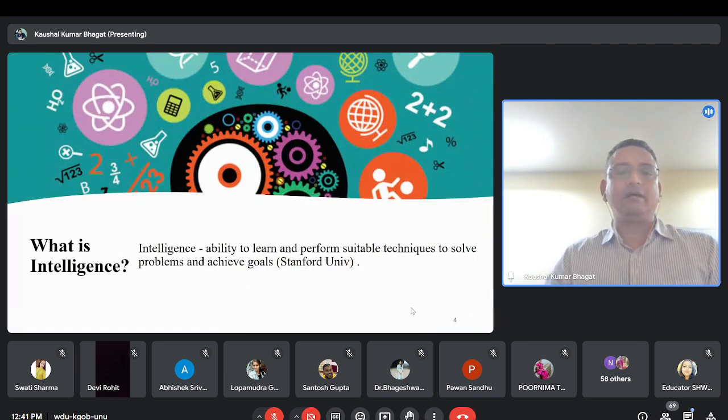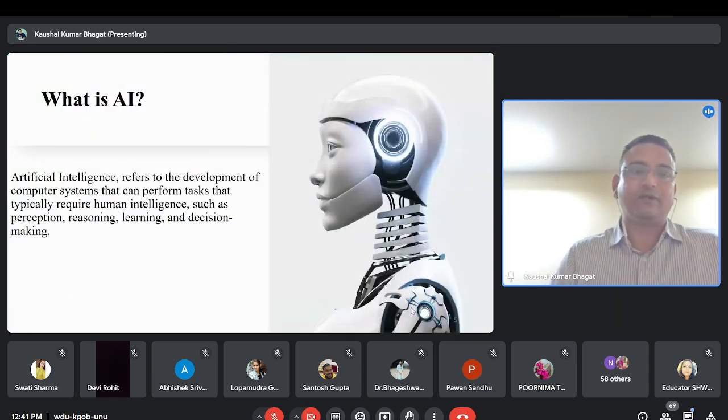Now, when we are talking about intelligence, we are basically defining it as the ability to learn and perform, right? To solve some specific problems or to achieve some goals. That is basically how Stanford University defined intelligence. So the question arises: what is artificial intelligence?